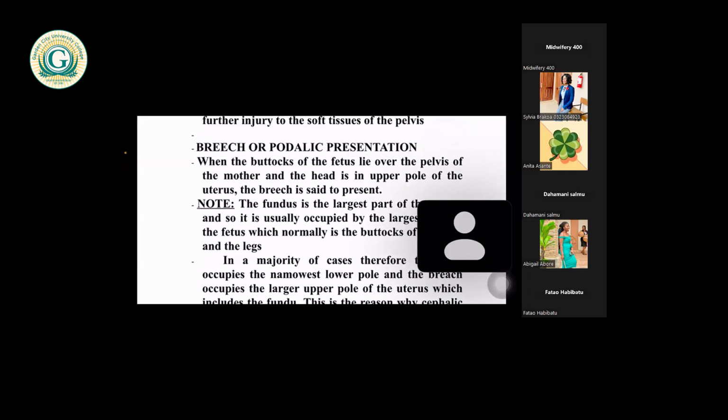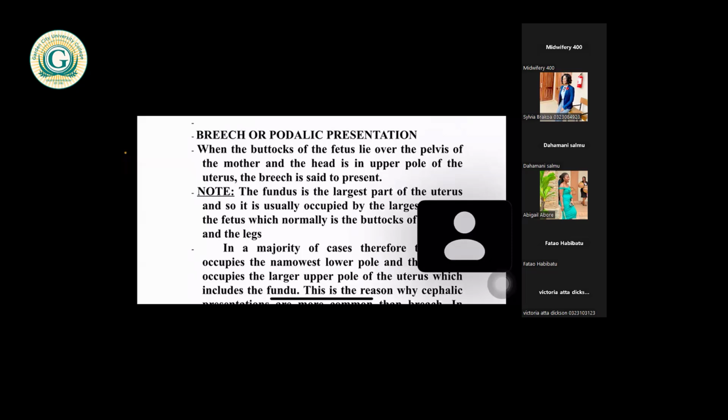Okay, so when we say breech presentation, it's when the buttocks of the fetus lie over the pelvis of the mother and the head is in the upper pole of the uterus. Then it's said to be breech. As our sister said earlier, we have cephalic, which is when the fetal head is presenting. But with the breech, it is the buttocks that lie over the maternal pelvis.